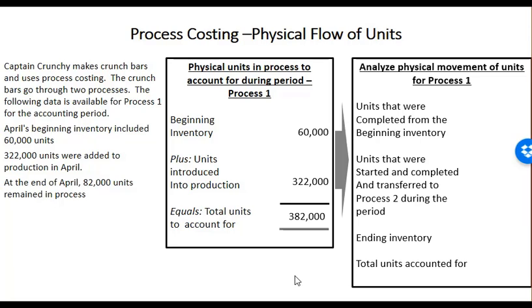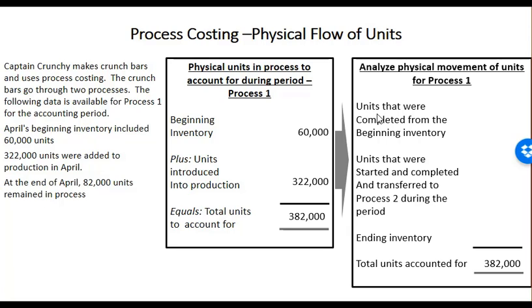units. Now, one of the important things to remember when we're doing this analysis is that at the end of the day, we still have to account for a total of 382,000 units. That's very important. So no matter what happens with these numbers, we still have to account for 382,000 units.